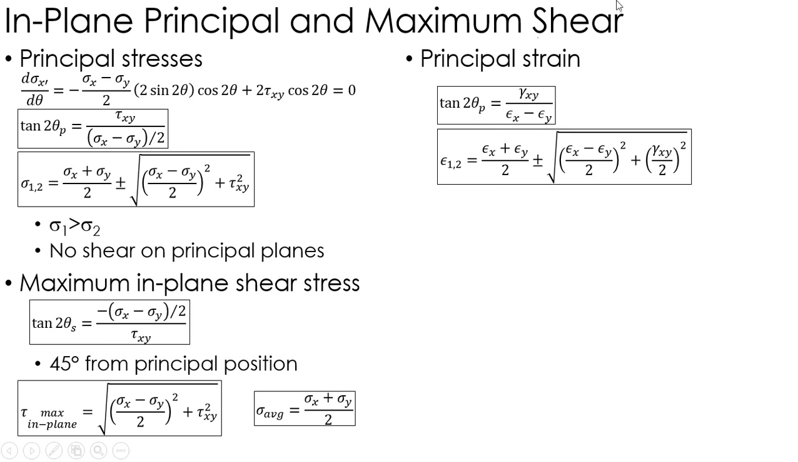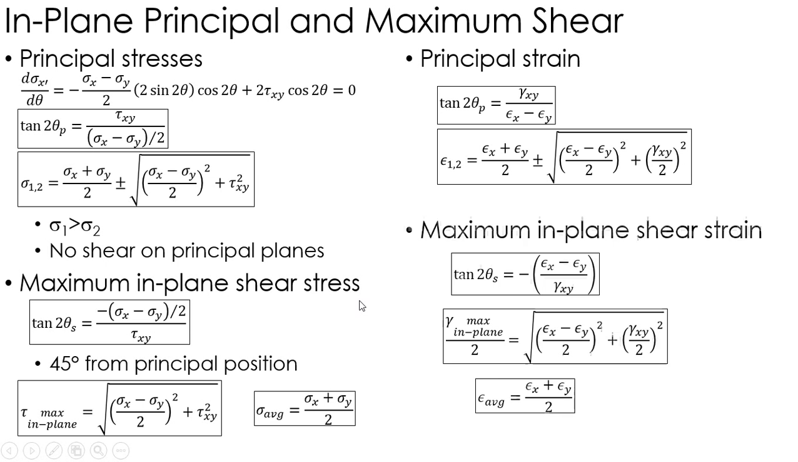I can do the exact same thing with strain, and it follows the same idea. Again, it looks very similar to what I have over here. The only difference is that the shear is divided by 2 when I'm talking about strain versus stress. So that's for the principal strain. Same idea for the maximum in-plane shear strain. I can find that shear angle, plug that in, and I get an equation that looks very similar to what I have for stress. Again, just the shear being divided by 2.